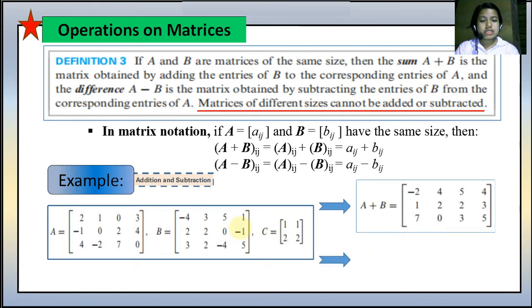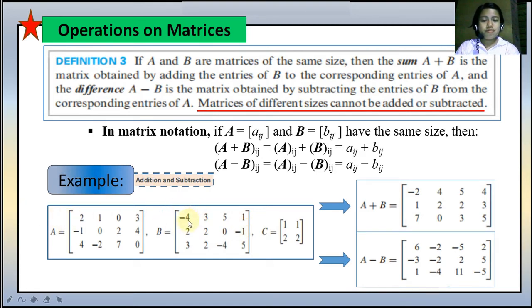Now their difference, same procedure, but this time we will subtract the corresponding entries. So we have 2 minus negative 4, that's 6. Since the sign of the subtrahend is negative, we'll change it to positive and proceed to addition. So 2 minus negative 4, that is positive 6. Then we have 1 minus 3, that's negative 2. 0 minus 5, that is negative 5. Then 3 minus 1, that is 2. Negative 1 minus 2, that is negative 3. 0 minus 2, that's negative 2. 2 minus 0, that's positive 2.